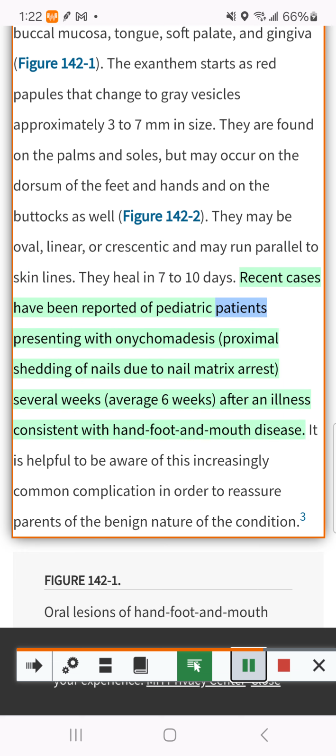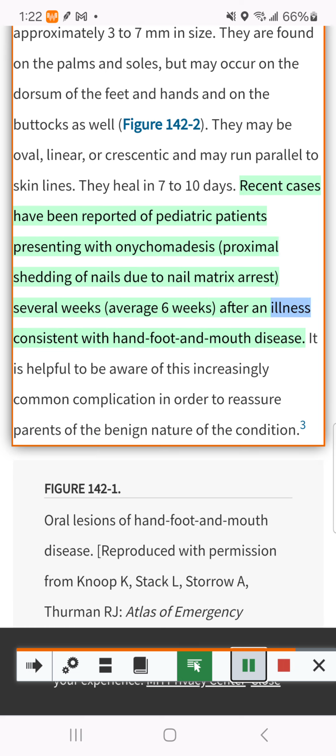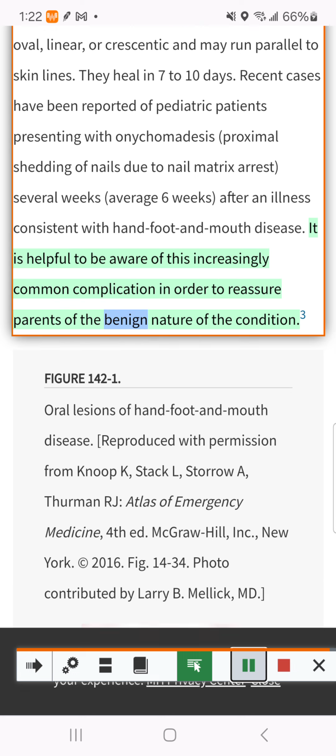Recent cases have been reported of pediatric patients presenting with onychomadesis, proximal shedding of nails due to nail matrix arrest, several weeks, average 6 weeks, after an illness consistent with hand, foot, and mouth disease. It is helpful to be aware of this increasingly common complication in order to reassure parents of the benign nature of the condition.